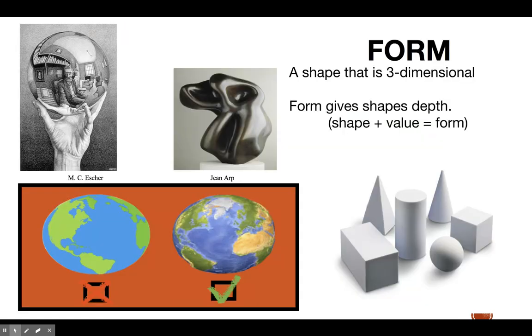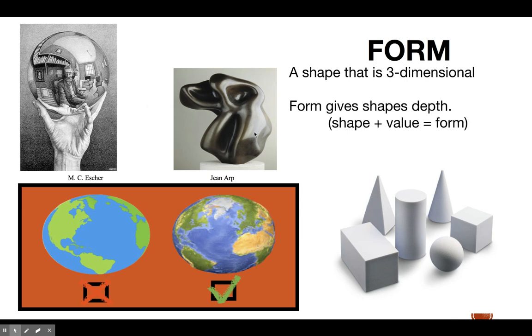Form happens when we have a shape that is three-dimensional. So form gives shapes depth. The best way to think about what form is, is shape plus value. So notice when we look over at this piece here by MC Escher again, not only are we using shapes, but the way that he adds value from light to dark within the image makes it seem like it has more depth.